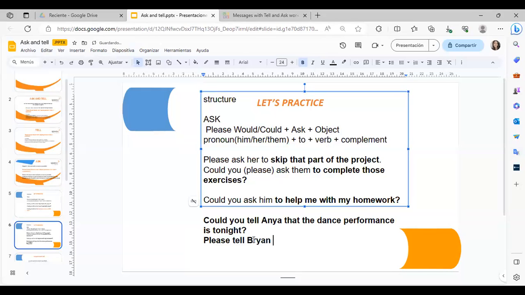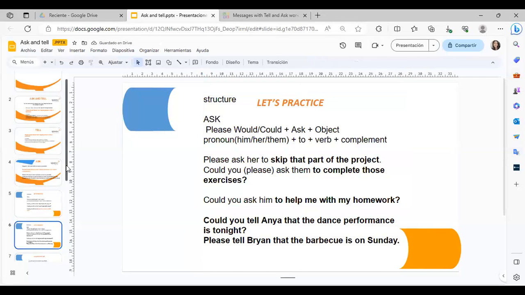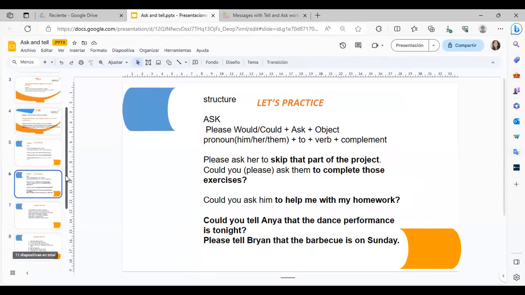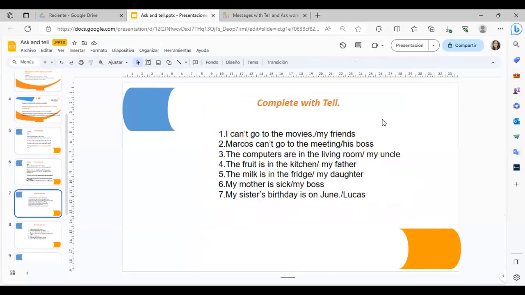Brian. Continue. That the barbecue is on Sunday. There you have it. If you see, it's not that difficult, right? You just have to follow the structure. Okay, so very good, Alexander. Thank you for the question. So your classmates that were having trouble with that can also complete them. So very good. Okay, let's continue.